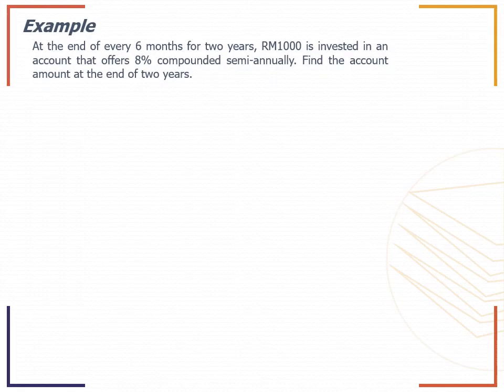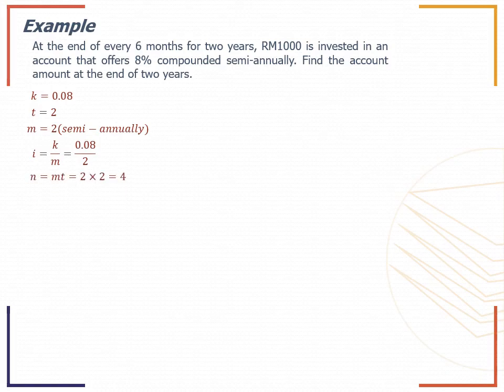Before we go further with the topic, let's discuss this example first. At the end of every 6 months for 2 years, 1,000 is invested in an account that offers 8% compounded semi-annually. Find the account amount at the end of 2 years. According to the question, K here is 0.08, T is 2 years, M is 2, which is referred to semi-annually. Hence, I is 0.08 over 2 and N is 4 interest periods.